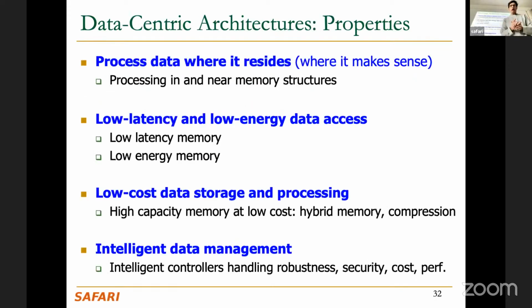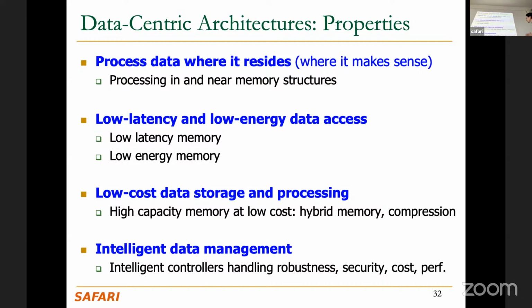Data-centric architectures have certain properties, such as the ones that you can see on the slide. First of all, they process data where it makes sense or where the data resides, and that can be done by using processing in memory or processing in near memory structures. These data-centric architectures can provide low latency and low energy data access, which is really desirable to make the systems more efficient in terms of performance and in terms of energy consumption. They should provide ways of storing data in a low-cost manner, but also do it fast enough.